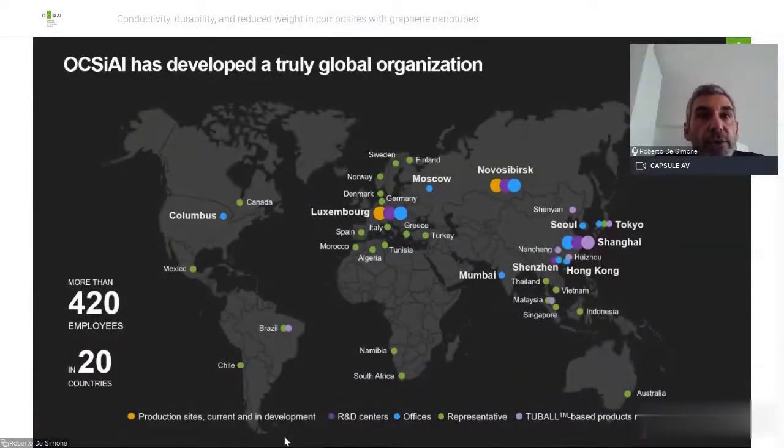A general overview of how our organization is located. We have 3 R&D centers, as I said, and 2 production facilities, one in Novosibirsk, and the second one is being built here in Luxembourg to reach something like 350 tons per year of Tubal production capability. Our supply chain is via distributors. I would say that 95% of our customers are served via distributors. We have different distributors located all over the world.